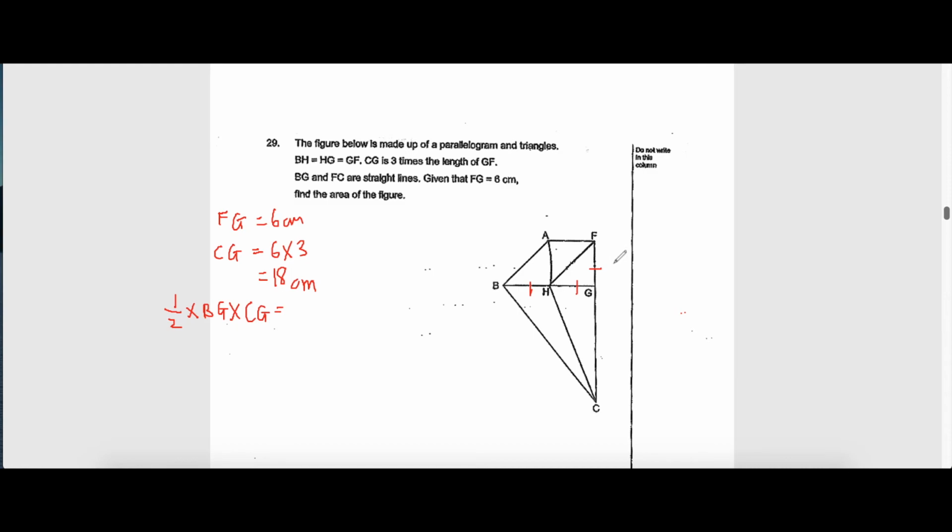BG is just... So I'm going to annotate on the diagram. 6. So this will be 6 also. Then this will be 6. So it's basically half times 6 plus 6 times 18. Okay, equals half times 12 times 18. Alright, so let's cross. So it's 6 times 18. Let's do the working somewhere here.